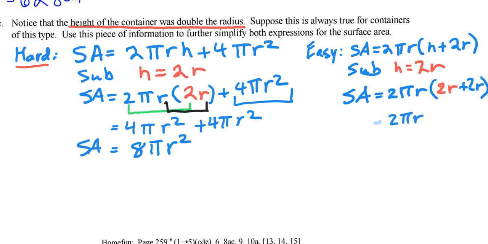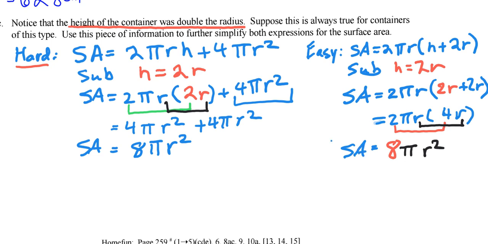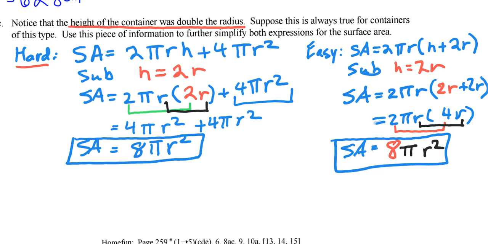So we end up with 2 pi r, times 4r, which means that these two come together to form 8. And then we also have a pi here. Then we're going to take our r's and bring them together to get r squared. Holy geez, the surface area is equal to this and this, and it will always work for both.